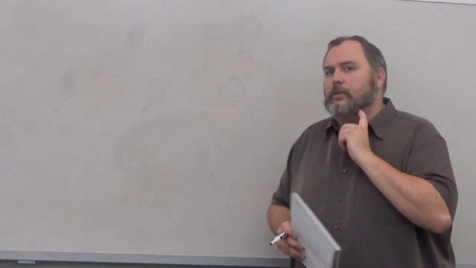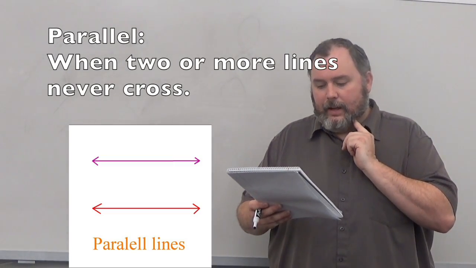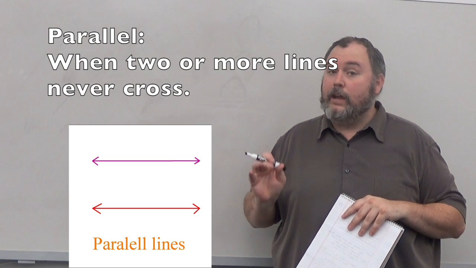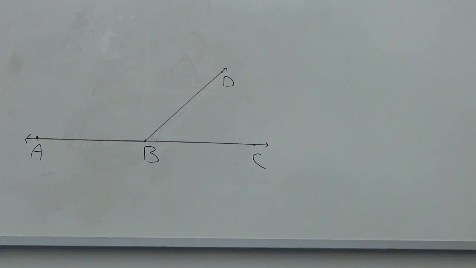Now, the last one would be parallel. And parallel is basically when two lines never cross. Next in your notes, we have some special angles that I really want you to understand. And these angles are more like rules and how things work together.